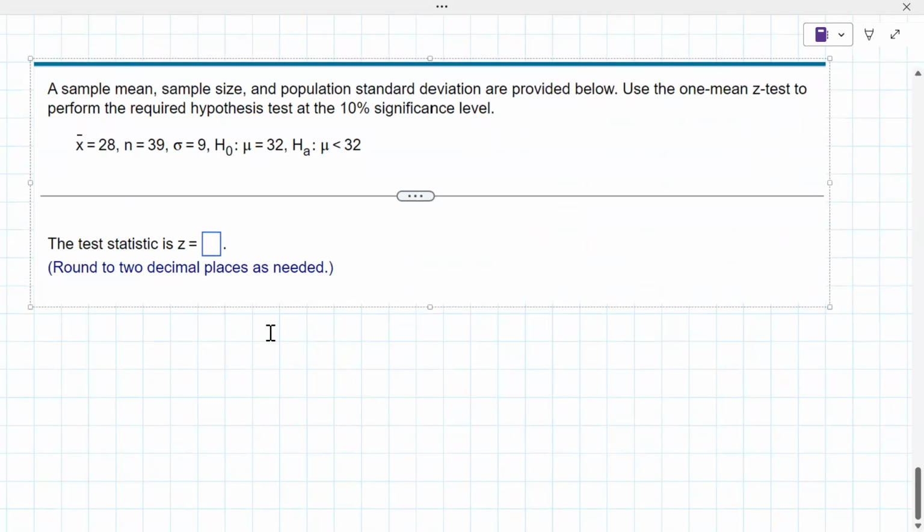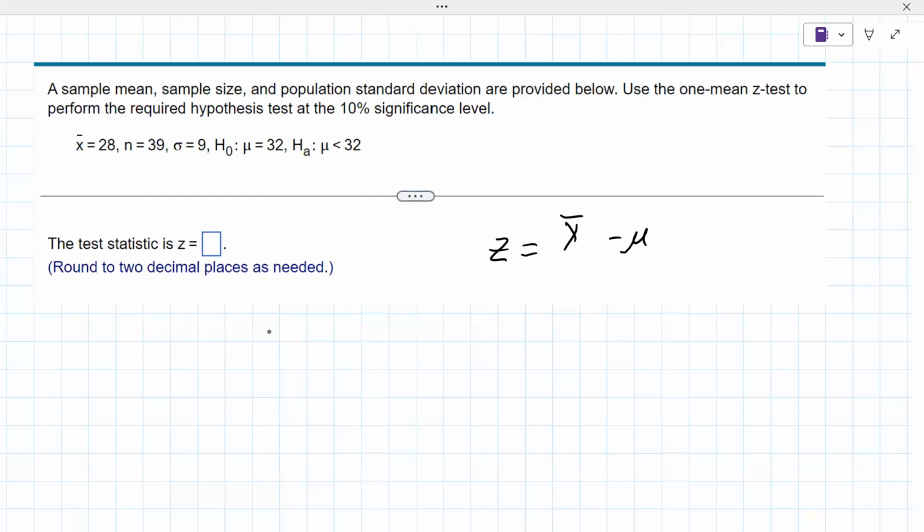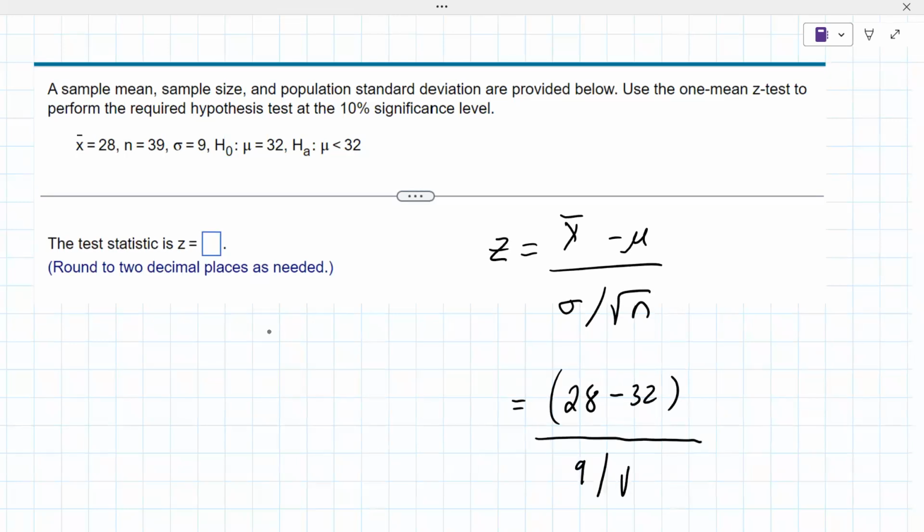All right, so it says a sample mean, sample size, and population standard deviation are given below. Use the one mean z-test to perform the required hypothesis test at the 10% level of significance. So you've been doing this for a while now. Z is x bar minus mu over sigma divided by the square root of n. Does that look super familiar to you? Okay. So let's put those numbers in. 28 minus 32 over 9 divided by the square root of 39. So I'd like you to carefully try to calculate that for us, please.